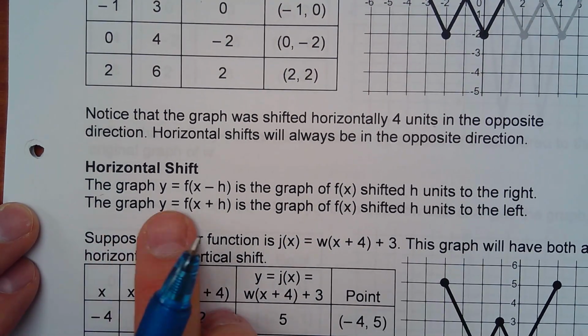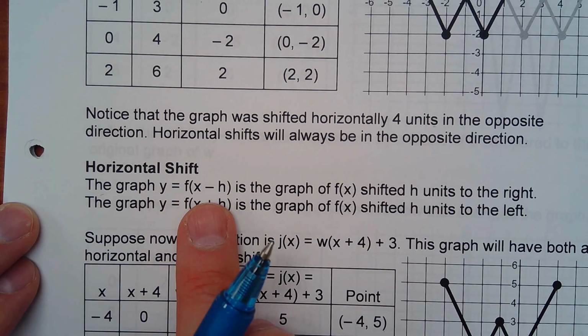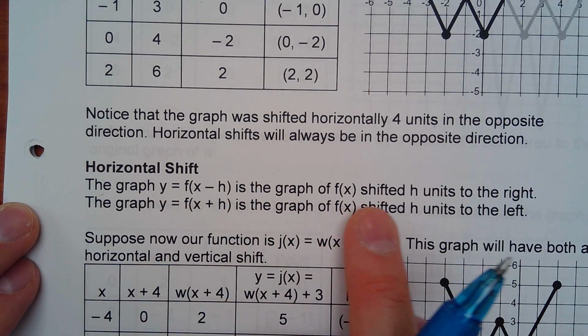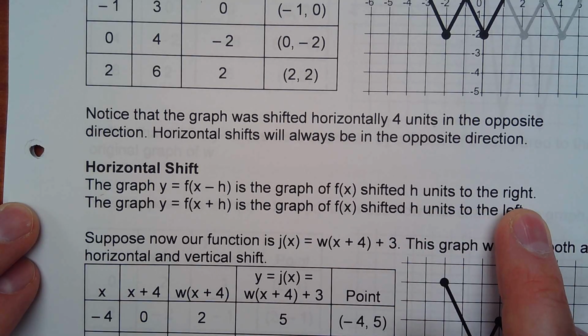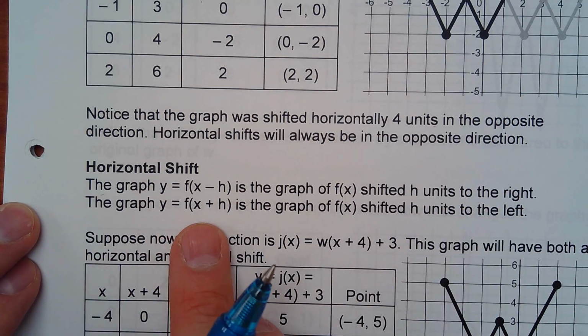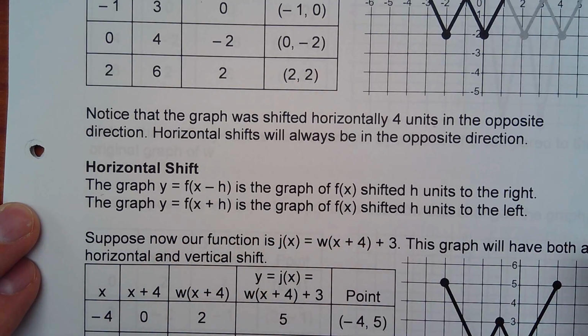So the graph of y equals f of the quantity x minus h is the graph of f of x shifted h units to the right. And the graph of y equals f of x plus h is the graph of f of x shifted h units to the left.